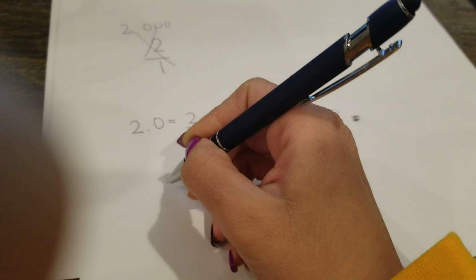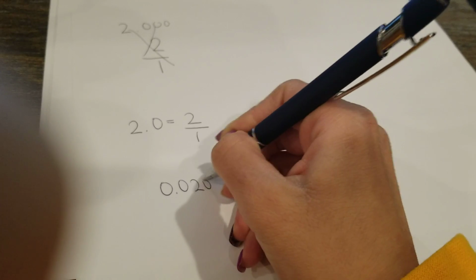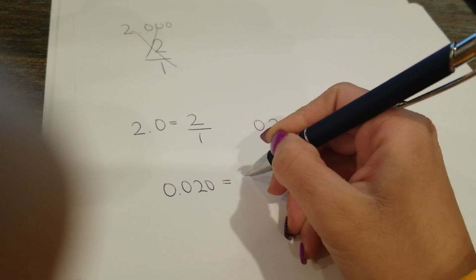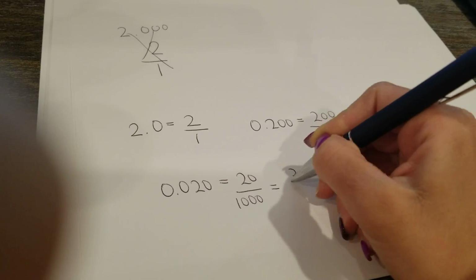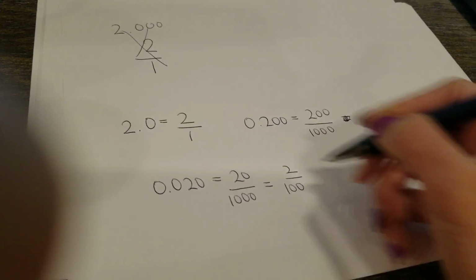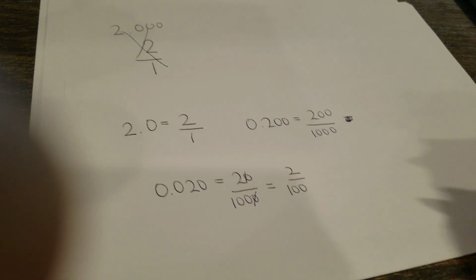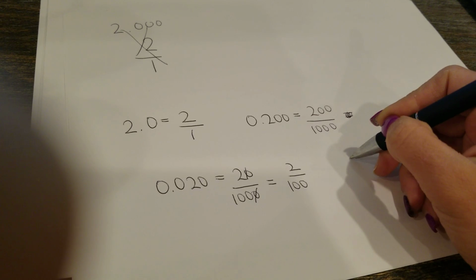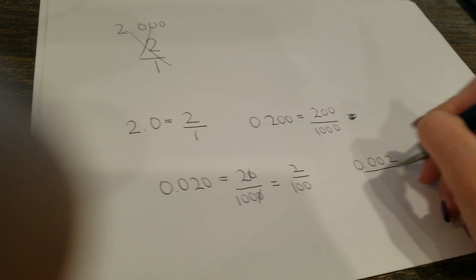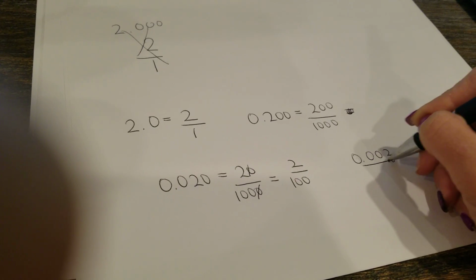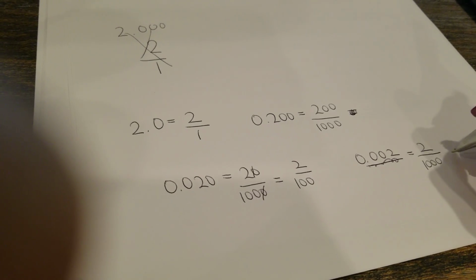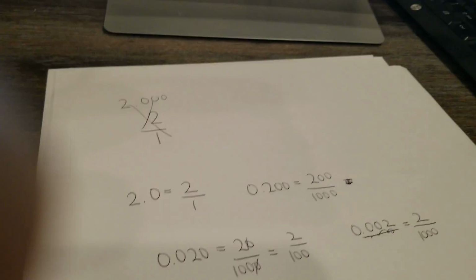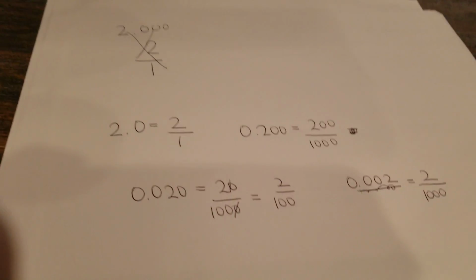Then I have 20 thousandths, which I could write like this, which is also equal to 200ths if I cross off these 2 zeros. And then I also have 2 thousandths. Wait, not that line. That would look like 2 thousandths, which I can't simplify anymore. Let me just show you that nicely.